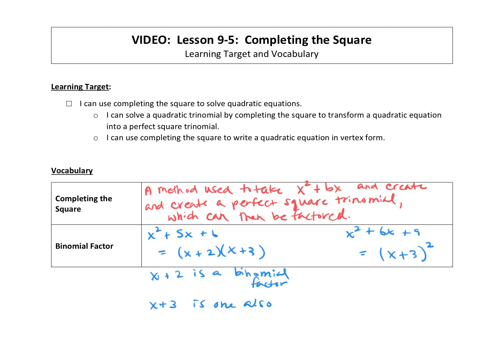All right, let's take a look at how to do this completing the square in our next video.